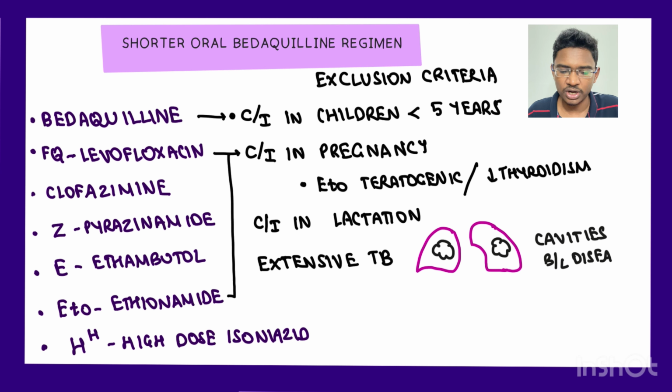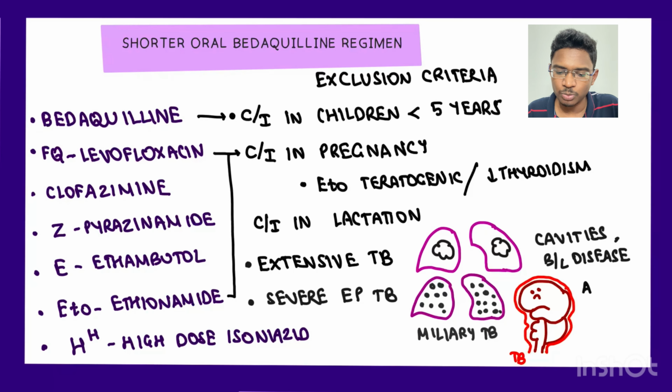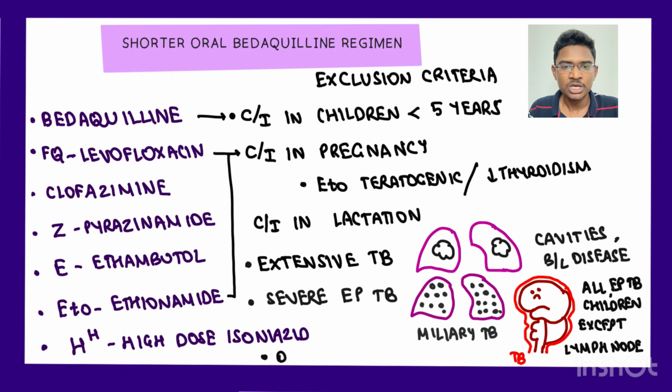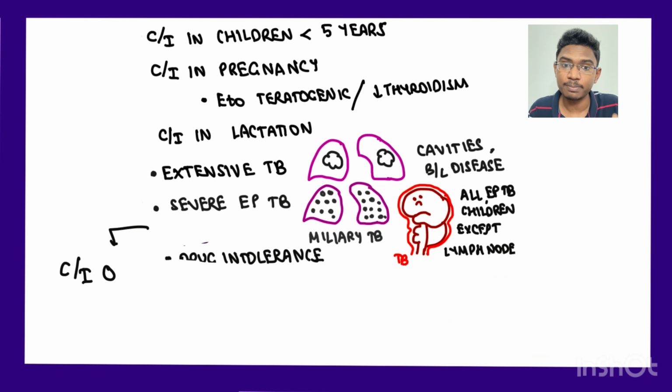Next, two contraindications you'll be knowing: extensive TB and severe extrapulmonary TB. Extensive TB means bilateral lung disease with bilateral cavities. Okay, and severe extrapulmonary tuberculosis, like it can be miliary tuberculosis or all extrapulmonary tuberculosis in children except lymph nodes, and like CNS tuberculosis, TB meningitis, all this will come under severe extrapulmonary tuberculosis. So, and drug intolerance to this bedaquiline regimen. So all these are exclusion criteria for your bedaquiline regimen.